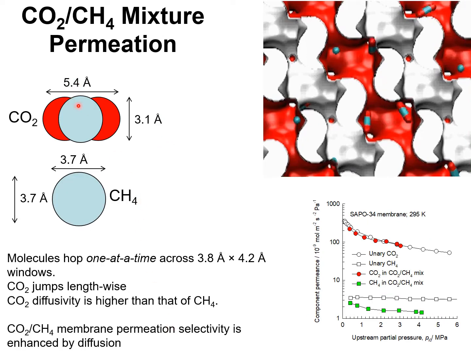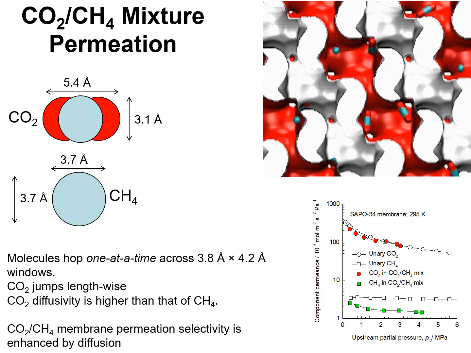Let's examine permeation of mixtures of carbon dioxide and methane across a Chabasite membrane. CO2 is a pencil-like molecule, and the cross-sectional dimension is significantly lower than a methane molecule.